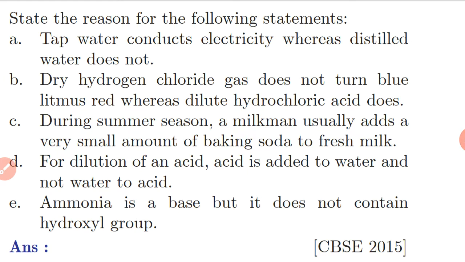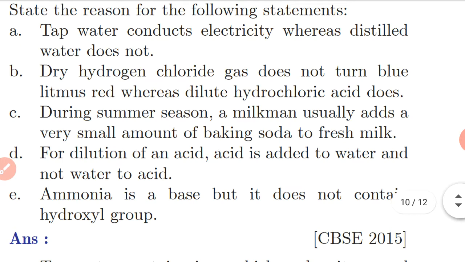Next question is state the reason for the following statements. A: Tap water conducts electricity whereas distilled water does not. Question B is dry hydrogen chloride gas does not turn blue litmus red whereas dilute hydrochloric acid does. Question C is during summer season a milkman usually adds a very small amount of baking soda to fresh milk. Question D is for dilution of an acid, acid is added to water and not water to acid. And question E is ammonia is a base but it does not contain hydroxyl group.